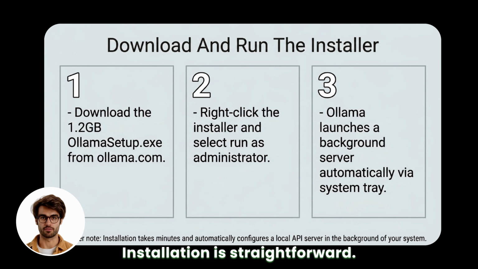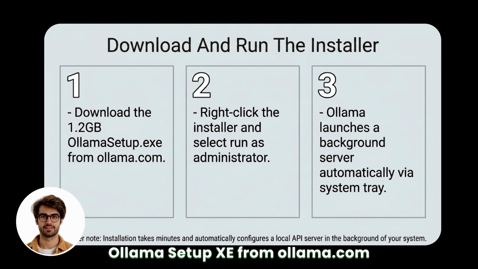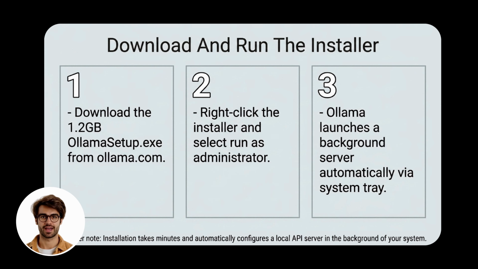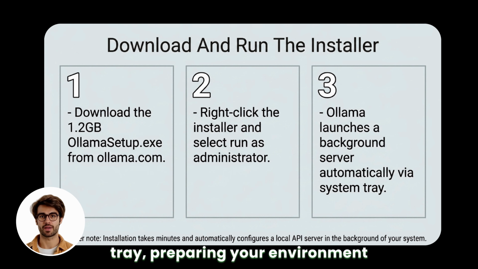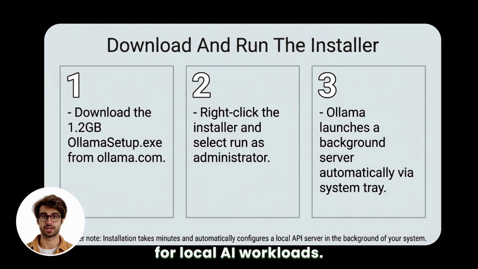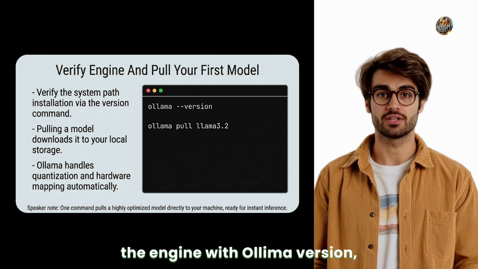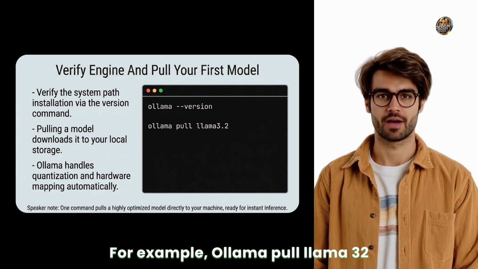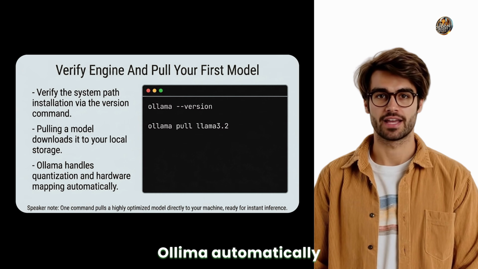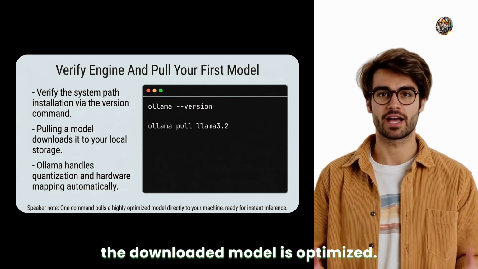Installation is straightforward. First, download the 1.2 GB OllamaSetup.exe from ollama.com. Next, run it as administrator. Once complete, Ollama starts a background server from the system tray, preparing your environment for local AI workloads. After installation, verify the engine with ollama --version. Then pull your first model, for example, ollama pull llama3.2. Ollama automatically manages quantization and hardware mapping so the downloaded model is optimized for your system.